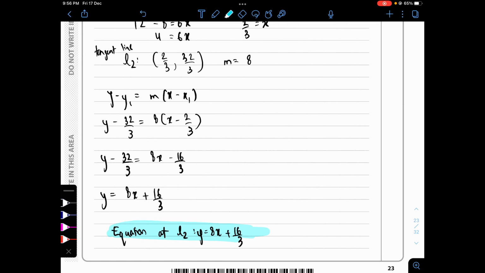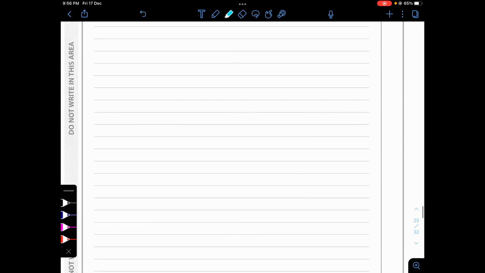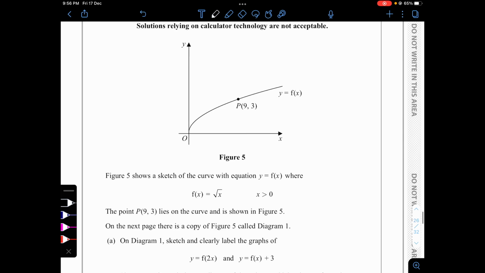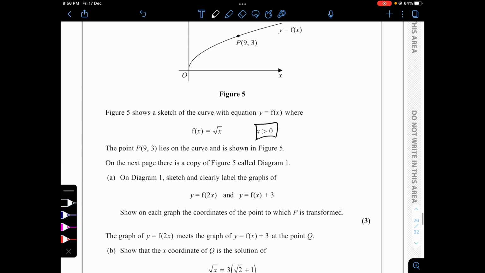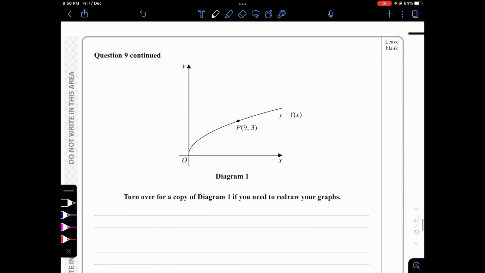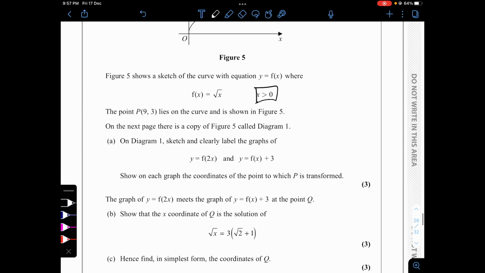And let's move on to question number 9. So we're now at question number 9. Figure 5 shows a sketch of the curve with the equation y equals f of x, where f of x is root x and where x is greater than 0. On the next page, there is a copy of figure 5 called diagram 1. We need to sketch and clearly label the graphs of y equals f of 2x and y equals f of x plus 3.